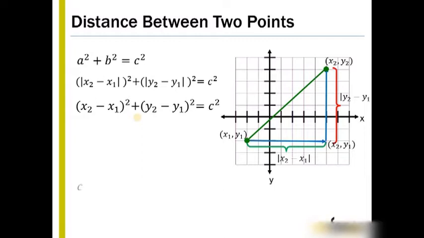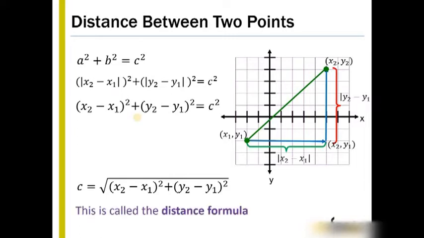And then we can square root everything. c is the square root of (x2 minus x1) squared plus (y2 minus y1) squared. This is called the distance formula.